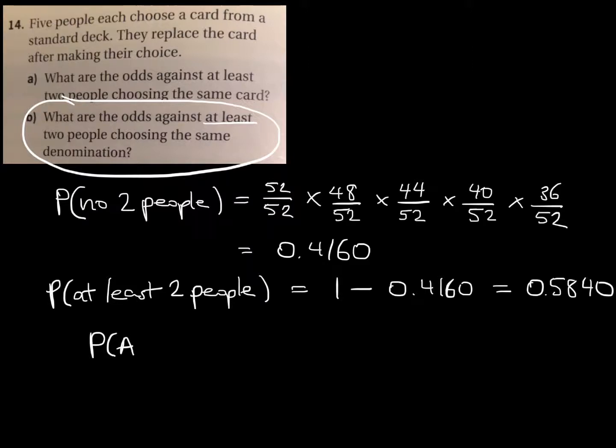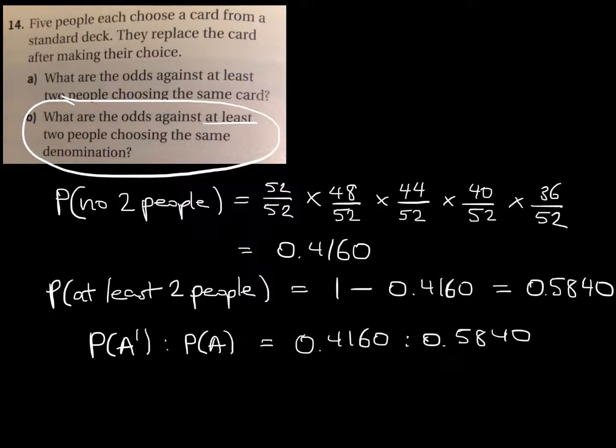And now again, it's talking about the odds against. So odds against, you write as the probability of A prime to the probability of A happening. Now, it's saying at least 2 people choosing the same denomination. So that means I'm going to write down the complement of that. So no 2 people is the A prime, the probability. So 0.4160 to 0.5840. Okay, tough questions, but again, the main idea here is that when you see at least 2 people, it's easiest to find the complement of that first.